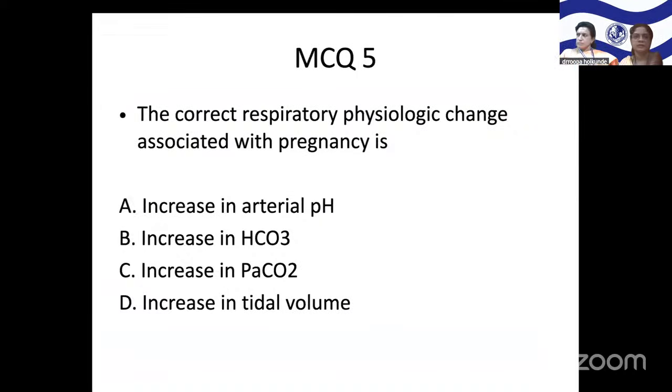Now coming over to the next MCQ. The correct respiratory physiologic change associated with pregnancy is option A, increase in arterial pH, option B, increase in bicarbonate levels, option C, increase in PaCO2, or option D, increase in tidal volume? Kindly everyone type your answers.